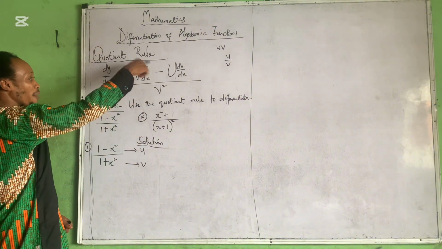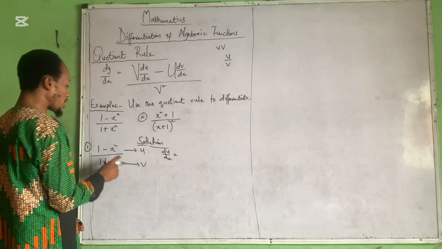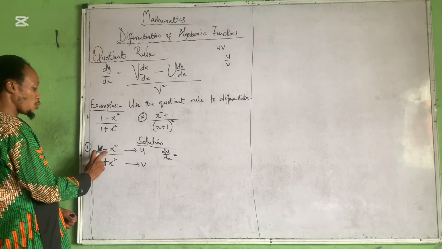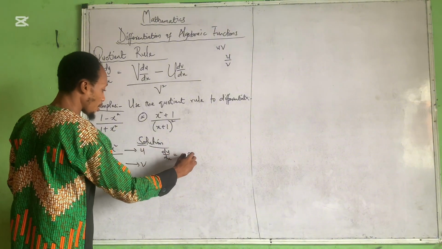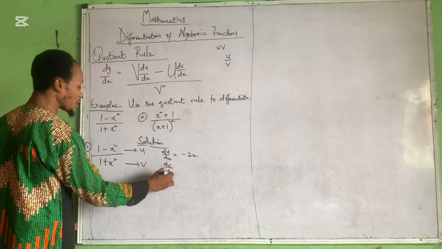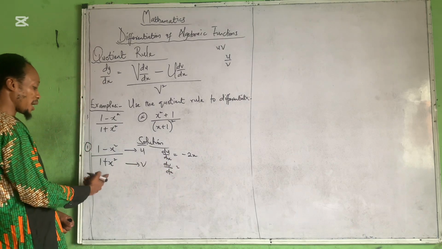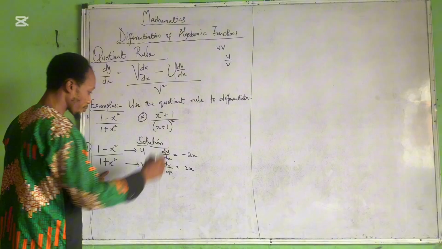So in the formula we have du/dx. Let's differentiate: du/dx is this. When you differentiate 1, it turns to 0, so that will be minus 2x. Then differentiate dv/dx, that is, you are differentiating v with respect to x. So this one gives us plus 2x.